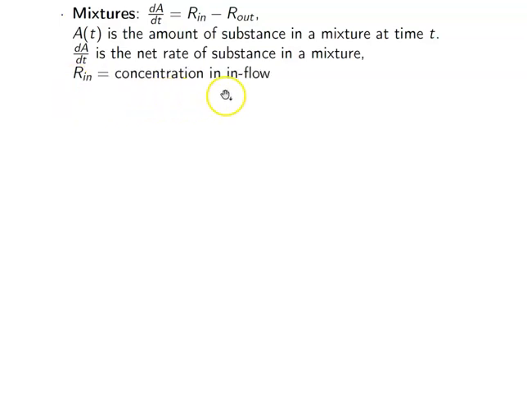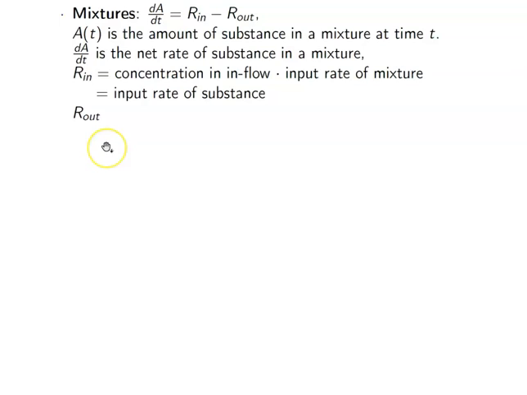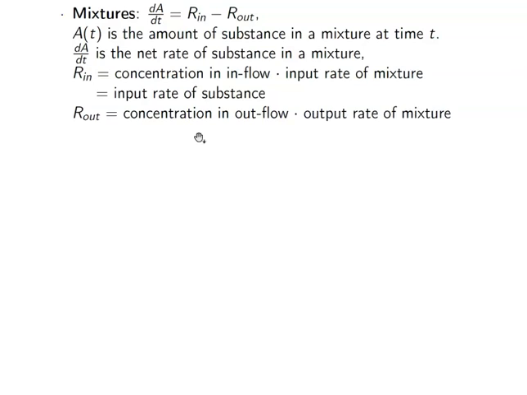R in is the concentration in the inflow times the input rate of the mixture. So the input rate, so what is the rate of substance coming in? Okay, R out is the amount of outflow, right? Concentration of the amount that is going out times the output rate.